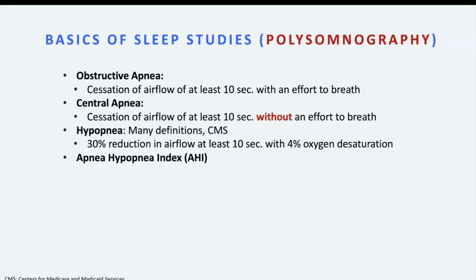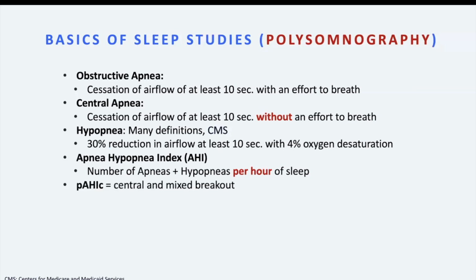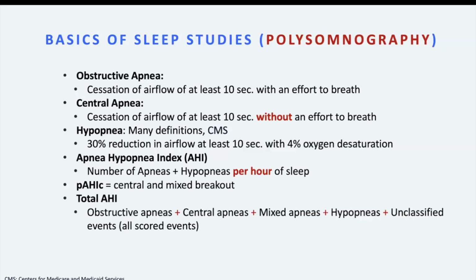Apnea-hypopnea index, or AHI, is the number of apneas plus hypopneas per hour of sleep. PAHIC is equal to the central and mixed breakout. And total AHI is the overall summation of obstructive apneas, central apneas, mixed apneas, hypopneas, and unclassified events. Overall, all scored events of a patient.